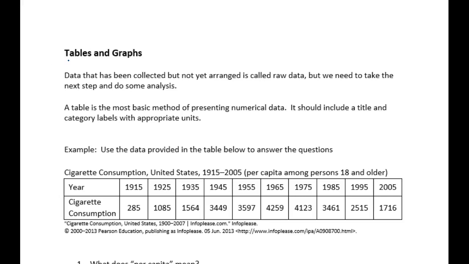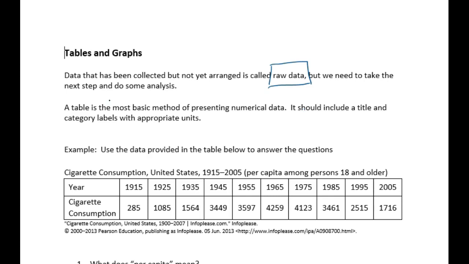We're going to look at the idea of tables and graphs in terms of data collection. So data has been collected but not yet rearranged. We usually call that raw data or ungrouped data, the original data set. But that's not usually where we do interpretations and statistical analysis. We take that information and we actually do something with it.